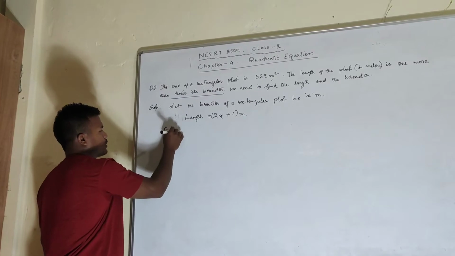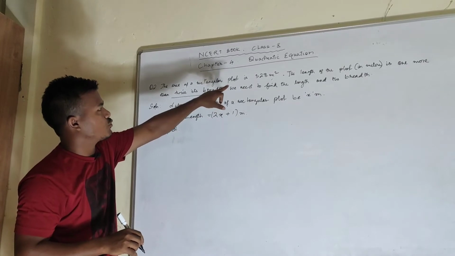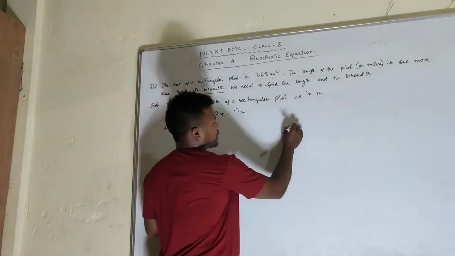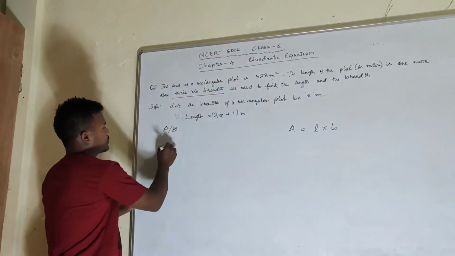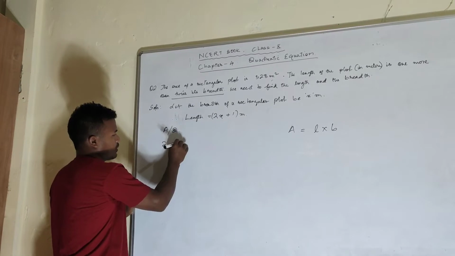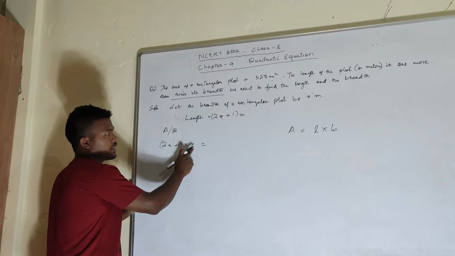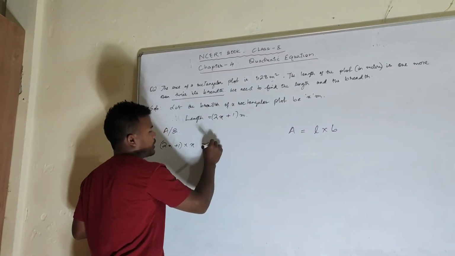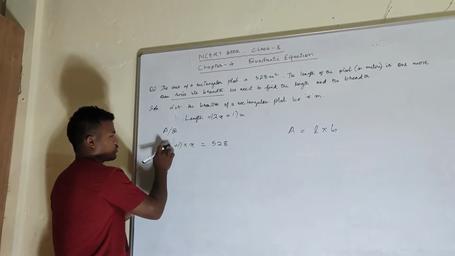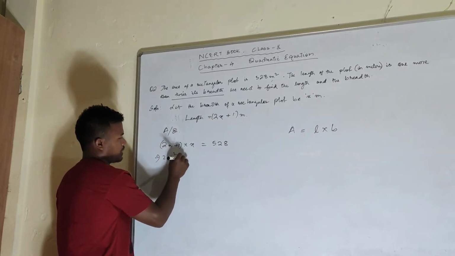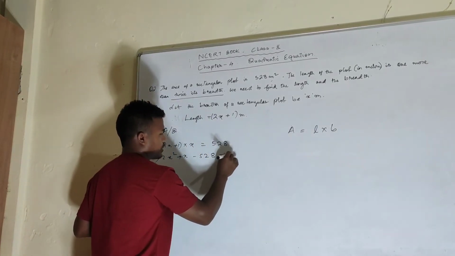If you go according to the question, how does it say it? The area of a rectangular plot is 528 meters square. What is the area of a rectangle formula? The area of a rectangle is length into breadth. What is the length? You just write it out, 2x plus 1. And what is the breadth? Our breadth is x. So length into breadth is area. This area will be equal to the given area, 528. Just open it. 2x into 2x will be 2x square plus x into 1 will be x minus 528, which is equal to 0.